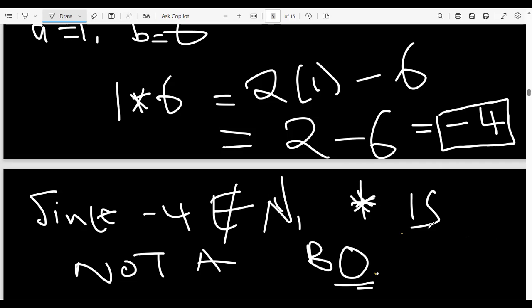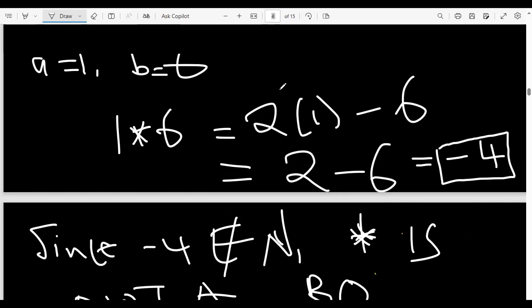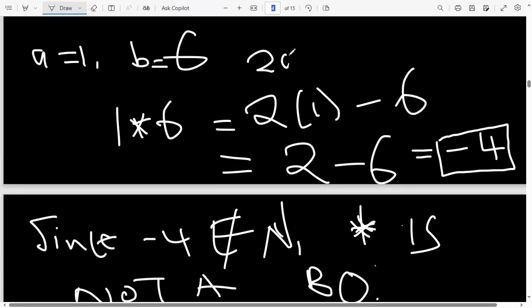A small hint just for this specific question, since we had 2a minus b: make sure that this number here is less than this number here. Then you get a negative number and that will disprove your proof. Remember the natural numbers are positive and they are whole numbers. So if you want to disprove that star is a binary operation, just make sure that the answer you get will be negative. Then you would have proven it. You can get any set of numbers, it's not just 1 and 6. There are a lot of numbers that will work.